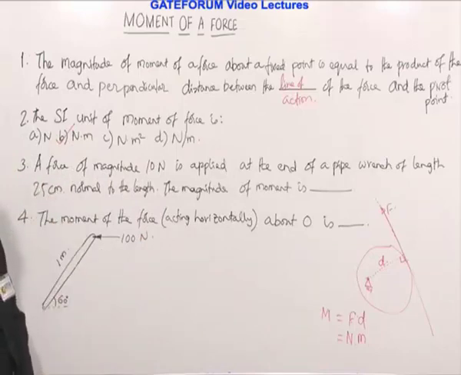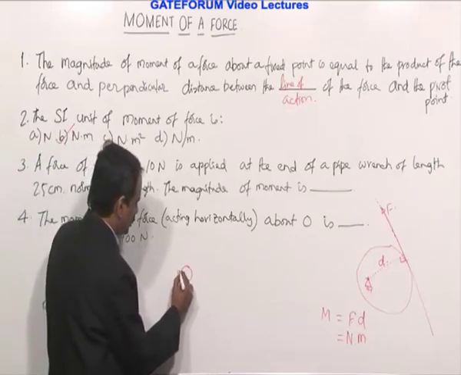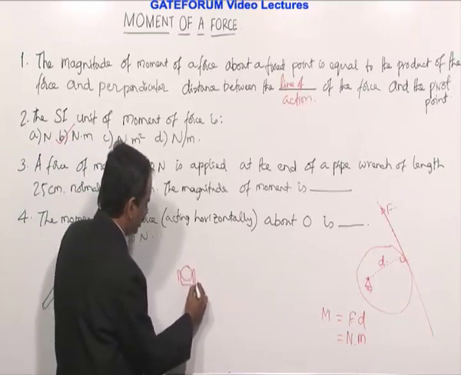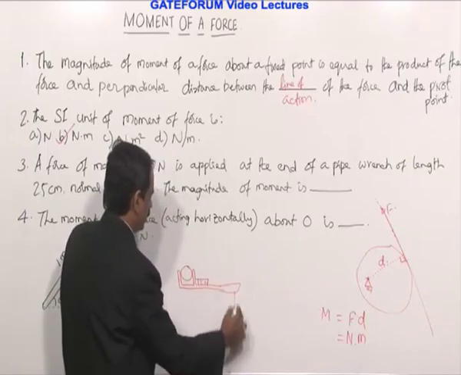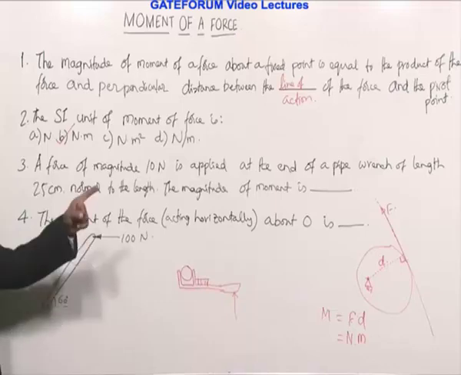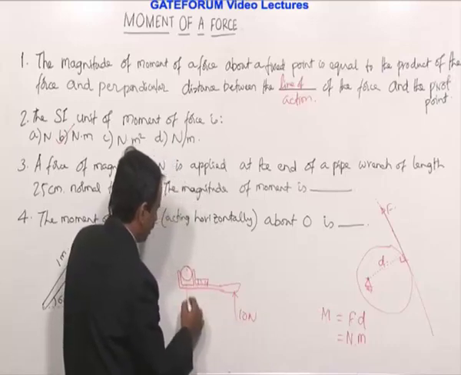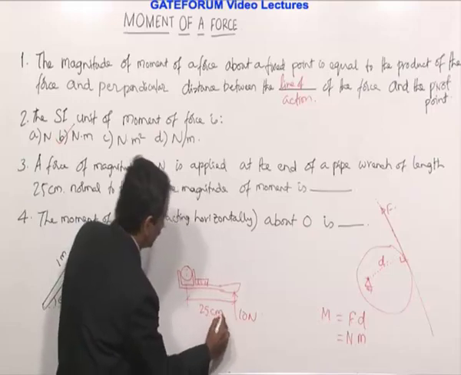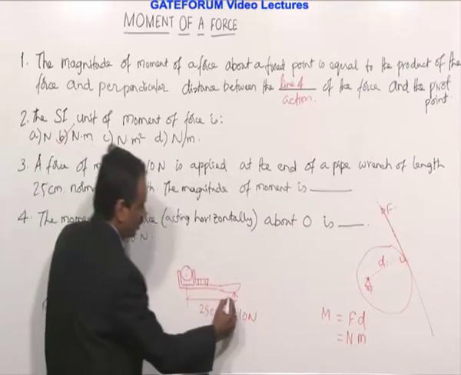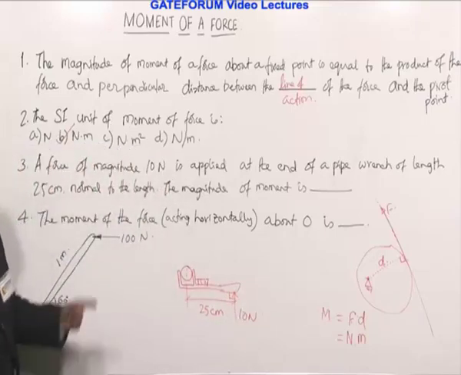A force of magnitude, this is the third question, a force of magnitude 10 Newton is applied at the end of a pipe wrench. So pipe is here, wrench will be looking like this. You apply a force of 10 Newton and this length they are giving as 25 centimeter, and it says it is applied normal to the length. That means this is 90 degrees. You have to find the magnitude of the moment.